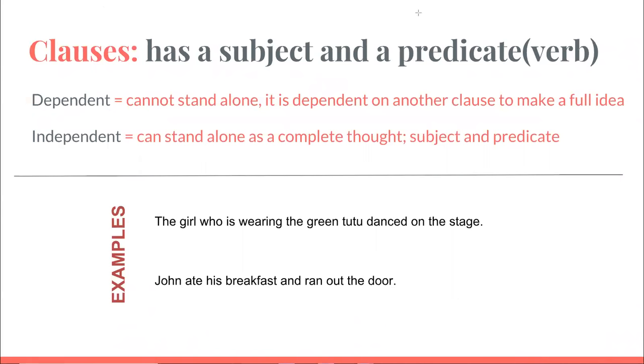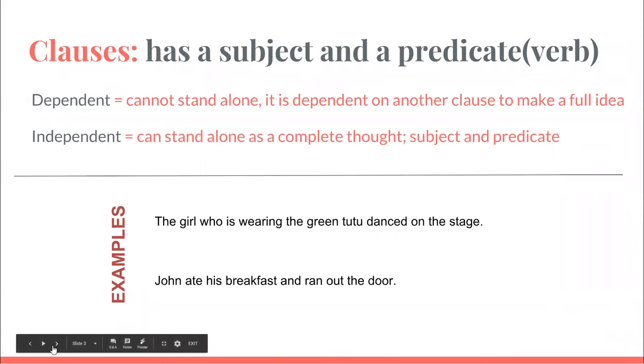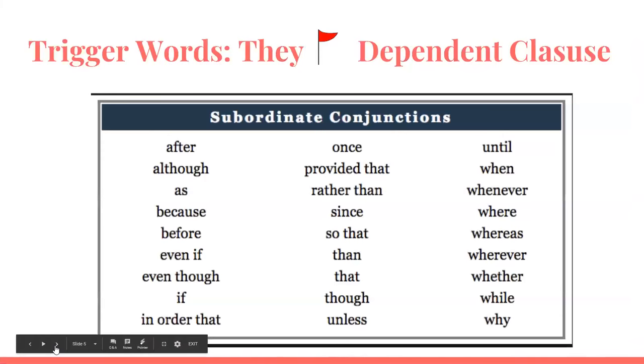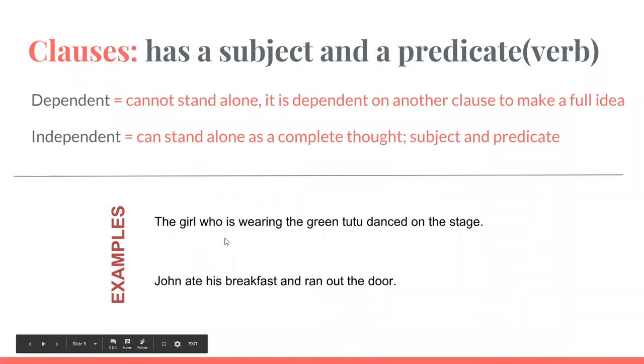Let me end this. And they're called subordinating conjunctions. All of these words are going to be there. Who is also here, and I'm not sure why it's not on this list, but who should be in here as well. So these are trigger words. I call them trigger words, and what they do is they red flag dependent clauses.